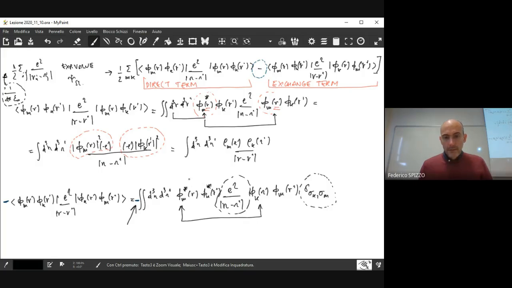So both the fact that here we may not write this just as square moduli, we do not have the opportunity to write down square moduli of the wave functions. Then we have to remember the requirement concerning the spin state. So the spin state of level k has to be equal to the spin state of level m, otherwise this integral is 0, so no contribution to the energy of the system.